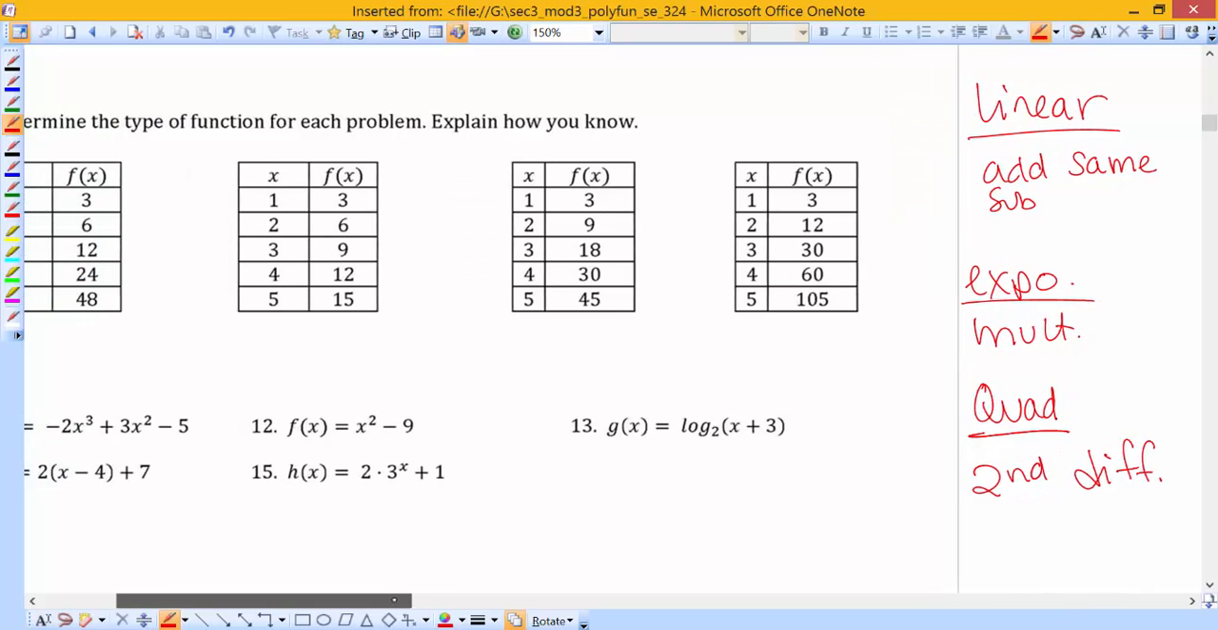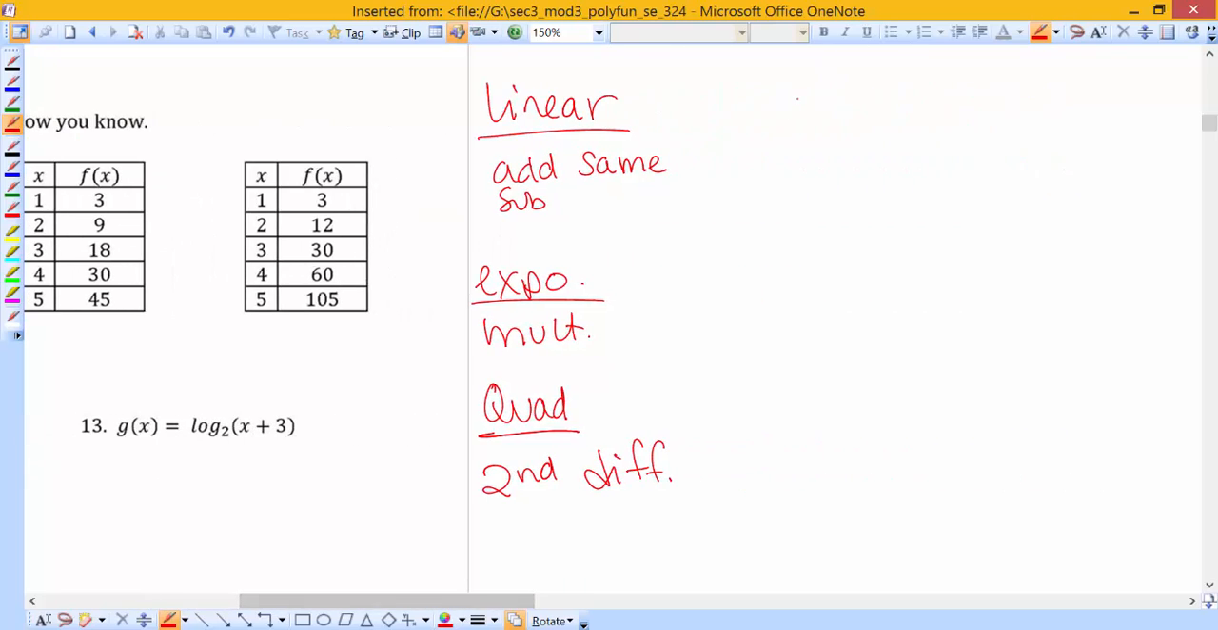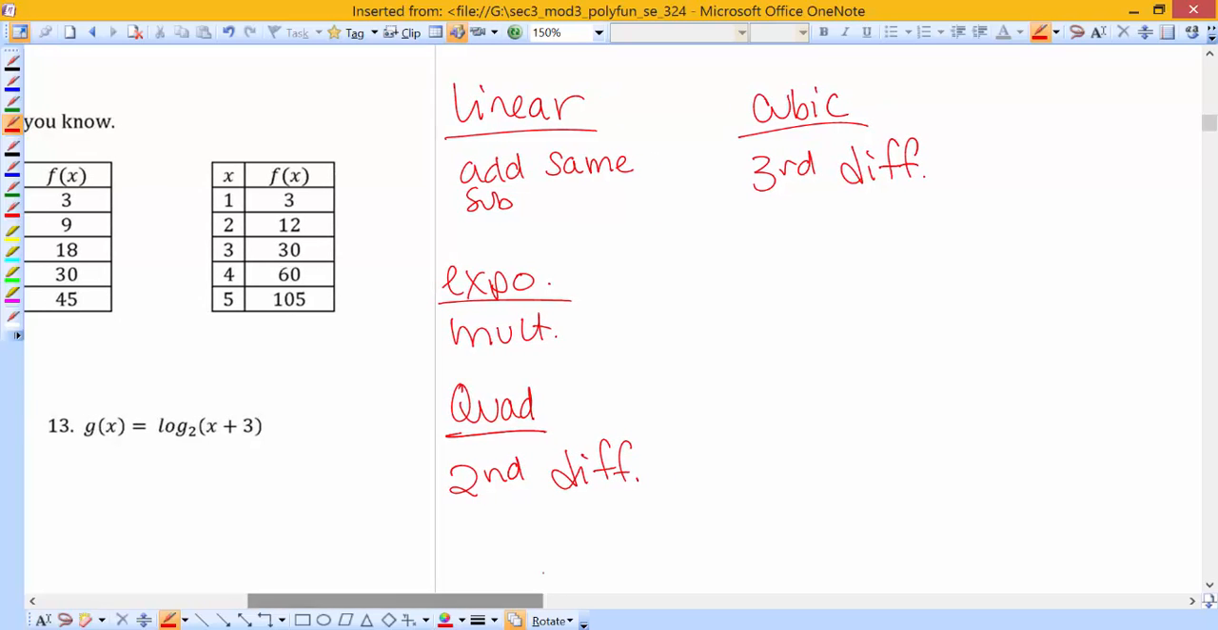For it to be cubic, that was another one that we started looking at. It's going to have a third difference. So these are all things that when we start making our foldable for this module, we will add to the foldable to help you have something you can keep referencing back to. Now that's for a table. Those are what's going to help you with the table.